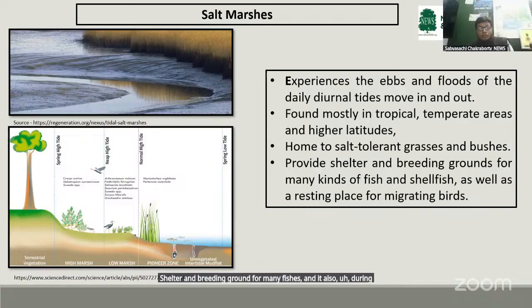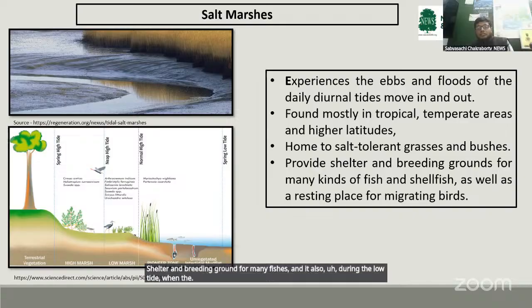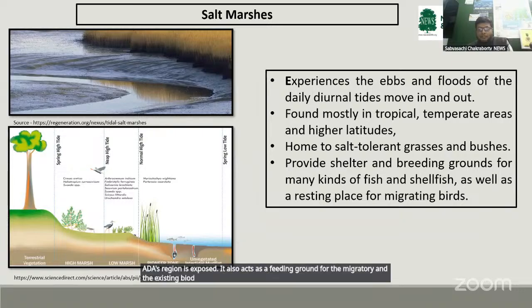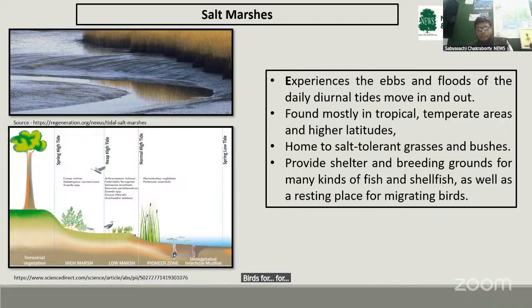And during the low tide, when the region is exposed, it also acts as a feeding ground for the migratory and the existing avian birds for their food.